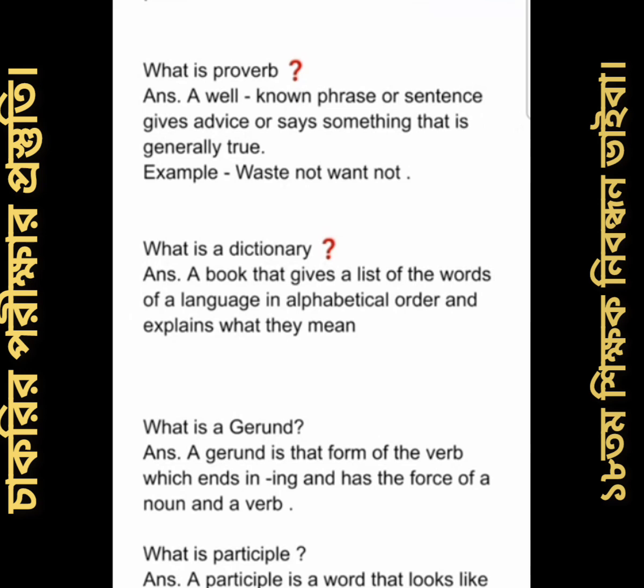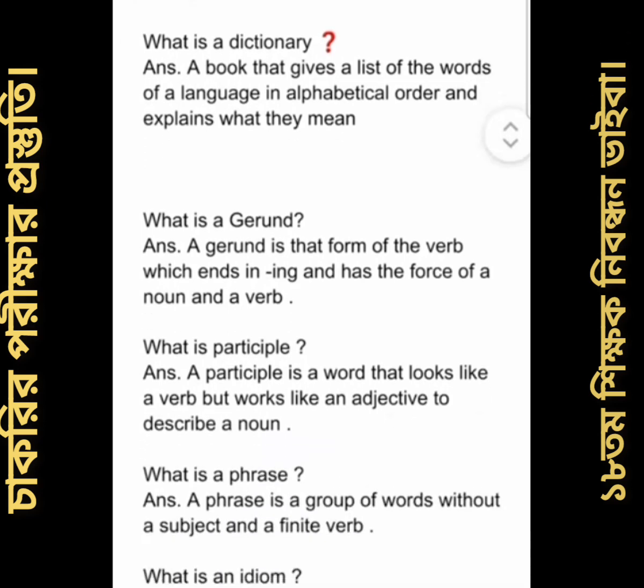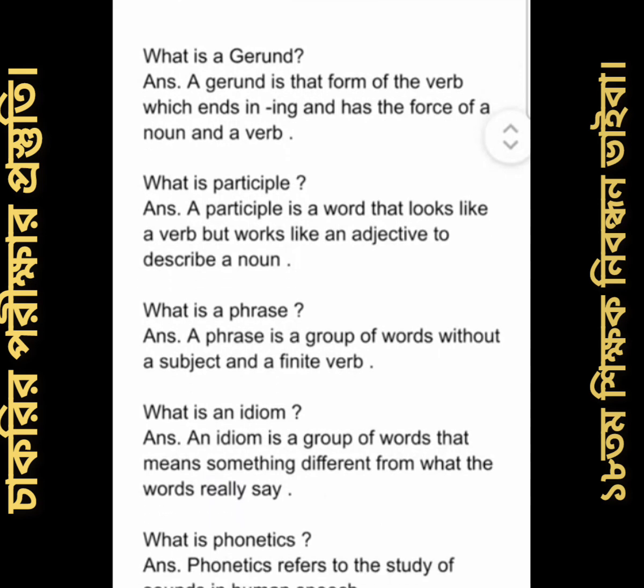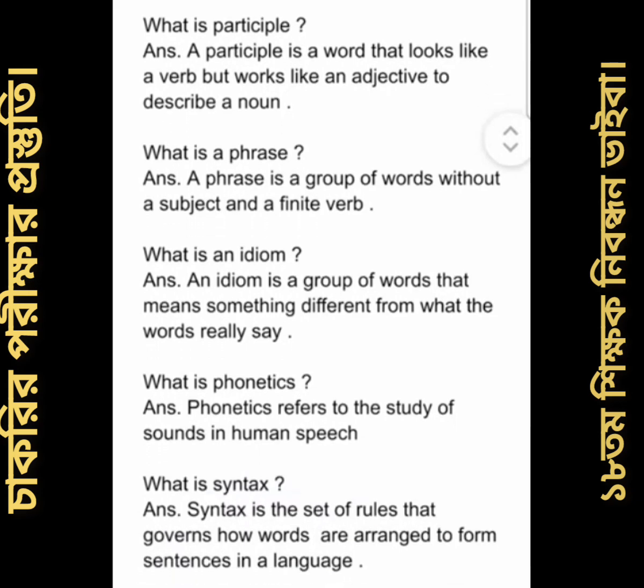What is proverb? A well-known phrase or sentence that gives advice or says something that is generally true. What is dictionary? A book that gives a list of words of a language in alphabetical order and explains what they mean. What is a gerund? A gerund is that form of the verb which ends in ing and has the force of a noun and a verb.